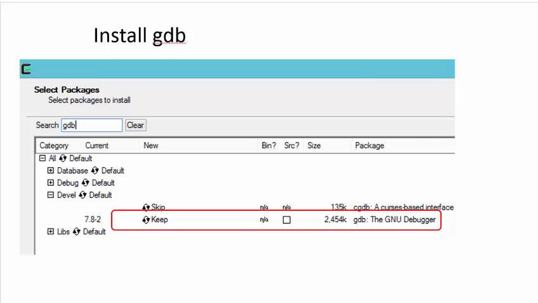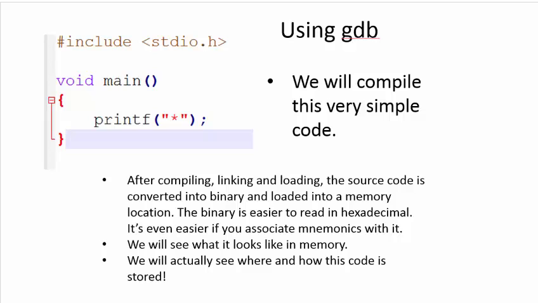Next we're going to talk about using this GDB, assuming you now have it completely installed. This is the example that I'm going to do. It's an extremely simple little piece of code. It includes standard I/O. I don't even return 0 here, so I have a void main function. All I want this function to do is make a function call to printf and print an asterisk to the screen. We'll compile this very simple code, and after compiling it, the source code is converted into binary and stored into a memory location.